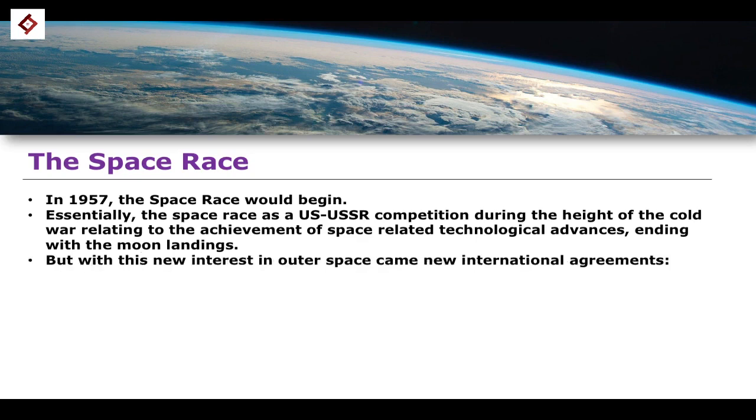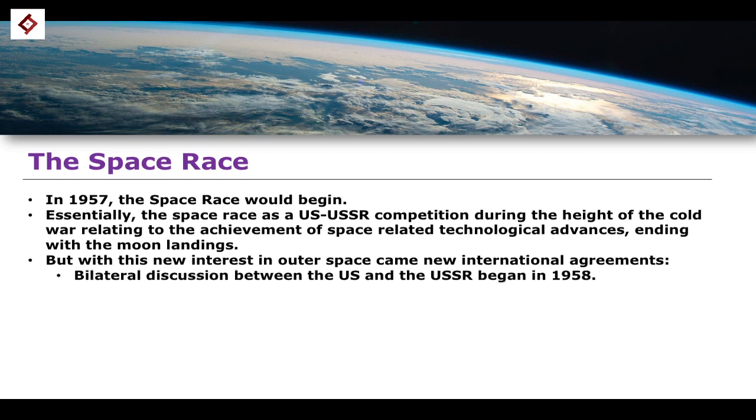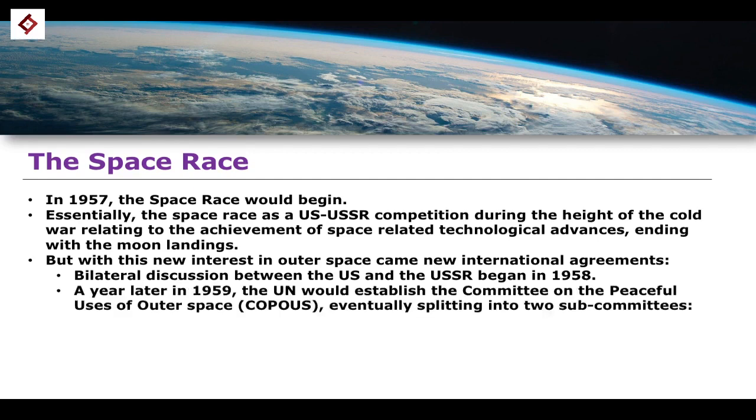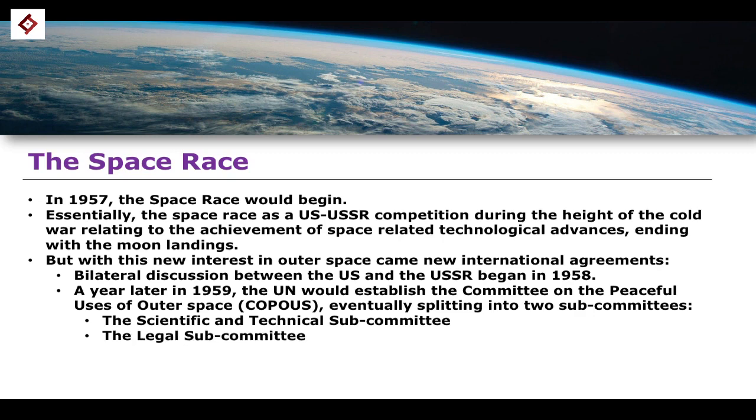But because there was this new interest in outer space from the late 1950s into the late 1970s, 1980s, new international agreements began to take shape. And so immediately as the space race begins, we see bilateral discussions between the United States and the USSR relating to legal regulation. And a year later, the United Nations would establish the Committee on the Peaceful Uses of Outer Space, or COPUOS. The committee would split into two subcommittees, one relating specifically to scientific and technical ideas relating to outer space, and secondly, for our purposes, the legal subcommittee of COPUOS.